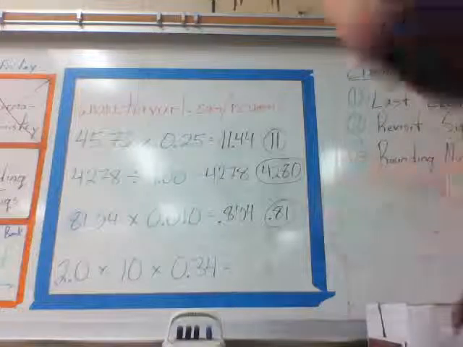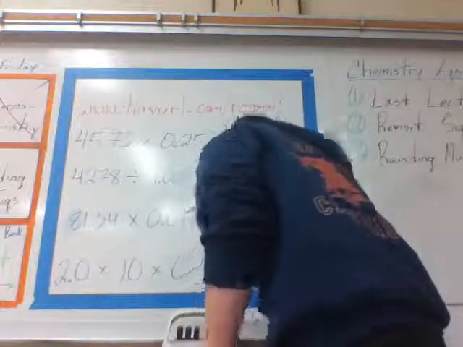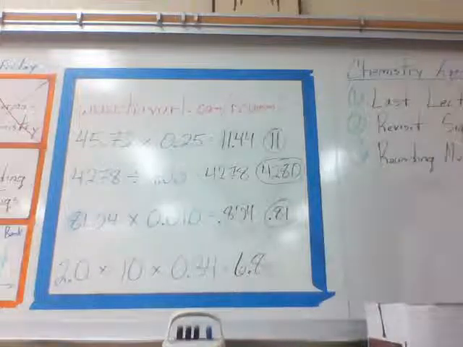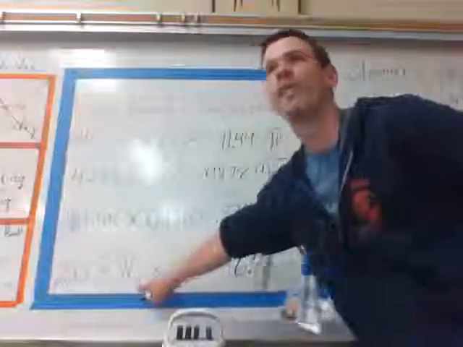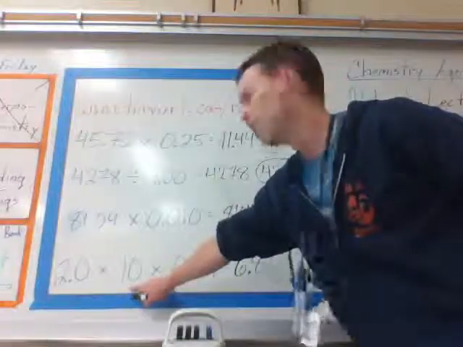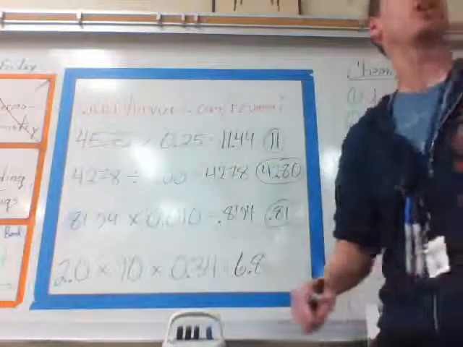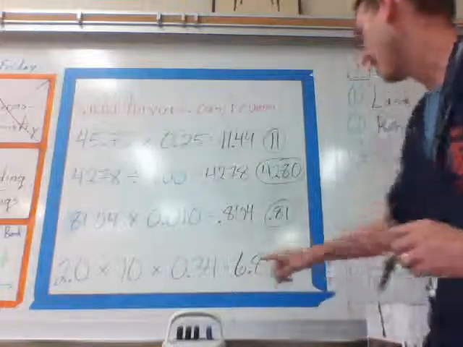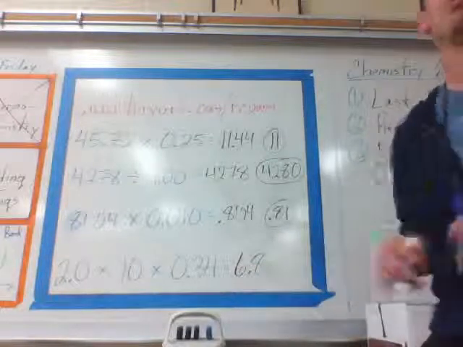We've got 3 things multiplying on the bottom. Your calculator will give you an answer of 6.8. How many sig figs is my answer allowed to have here? Only 1. Look at that number. There's only 1 sig fig there. Without a decimal, it's 2, 1, 2. So my answer can only have 1. I'm going to keep the 6, but the 8 can affect the 6, and it will.